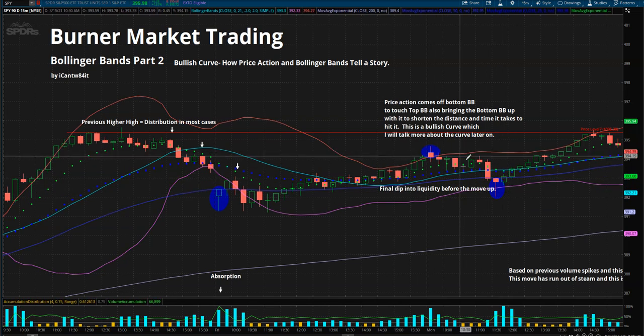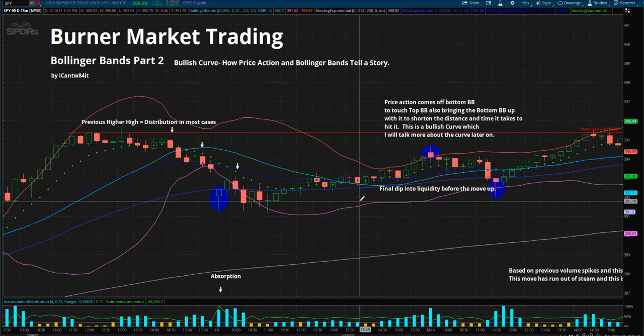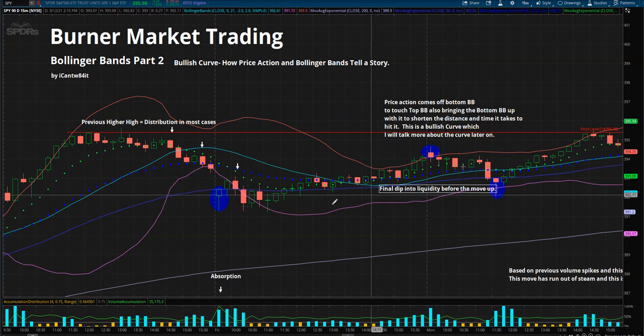Now you're set up. This is called the spring. It's the final dip into liquidity. And so this dip means that they free up any other shares from people who are thinking they're going long right here and put their stop losses underneath this price action because they feel like they're safe.